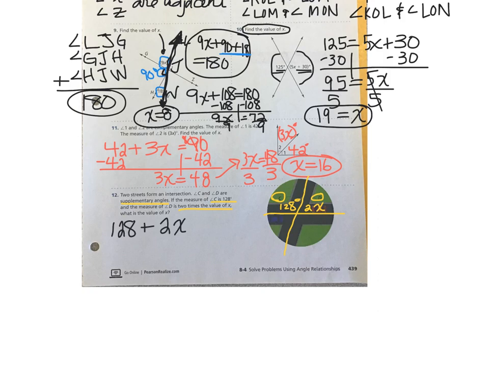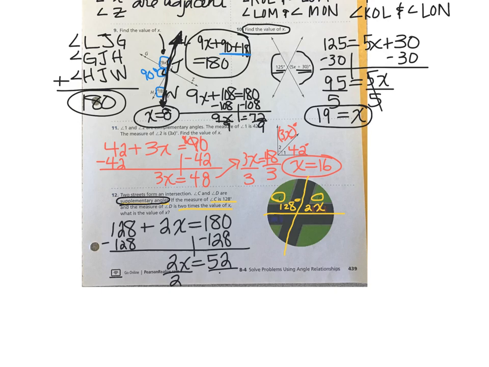Well, don't forget that when you add together supplementary angles, the total must be 180. So by adding up angle C plus angle D, we should get 180 degrees. And again, we're going to solve this by solving a two-step equation. So first, take away 128 from each side, and you should get a value of 52. Then divide both sides by 2, because I don't want the value of 2x, I just want the value of x. And when you divide 52 by 2, you get 26. So the value of x is 26.